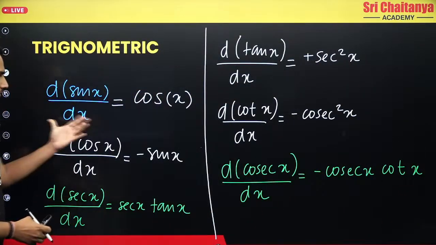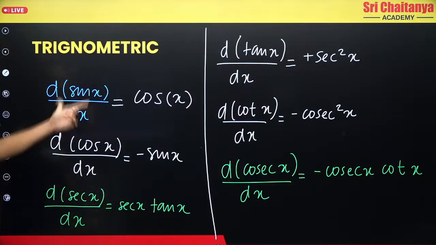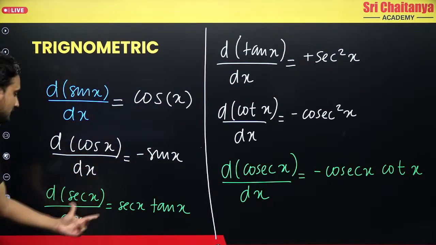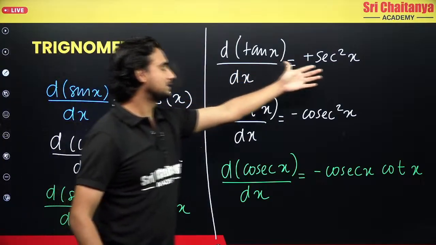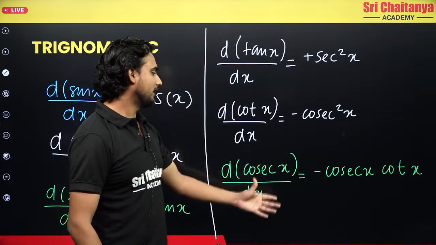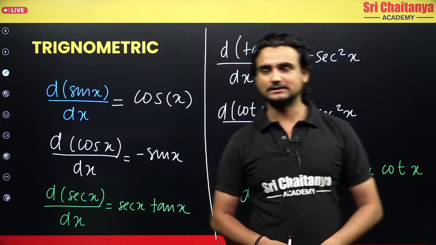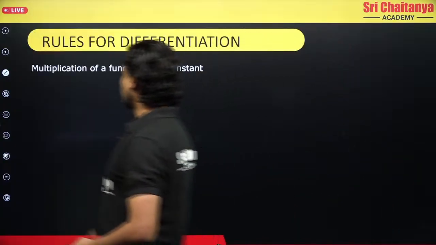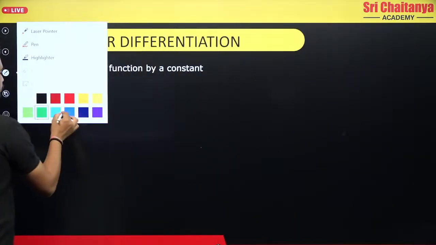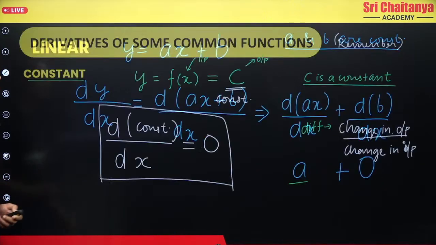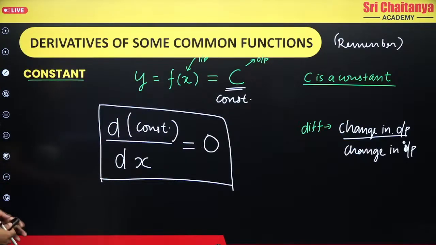Again, let's look at them once again. Differentiation of sin x is cos x, cos x is minus sin x, tan x is sec square x, sec x is sec x tan x, cot x is minus cosec square x, and cosec x is minus cosec x cot x. So please remember them. These are the only important formulas that you should remember. If you remember these formulas by heart, how many formulas are there? Let's look at them. Differentiation of a constant is 0, first formula.